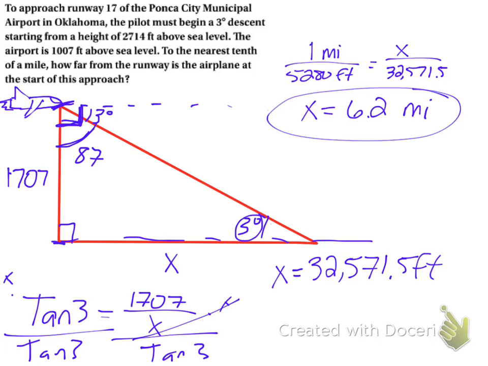Again, making sure that I'm using angle of depression here, and I also know that these are alternate interior angles, my 3 degrees here and my 3 degrees here. Find an angle that's in my right triangle.